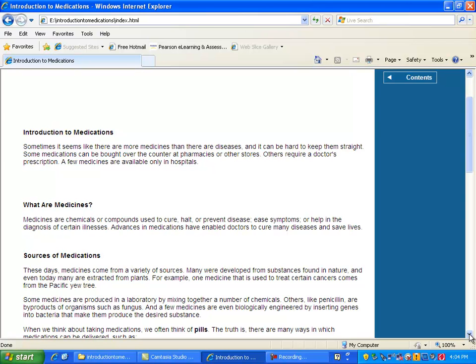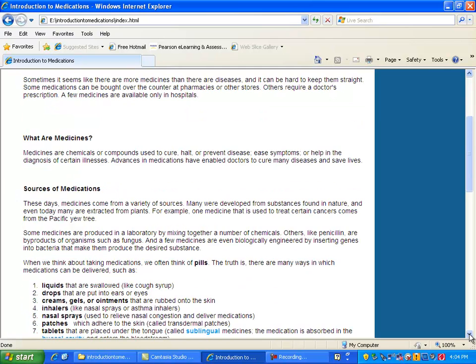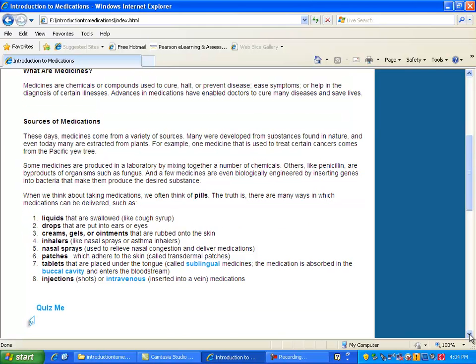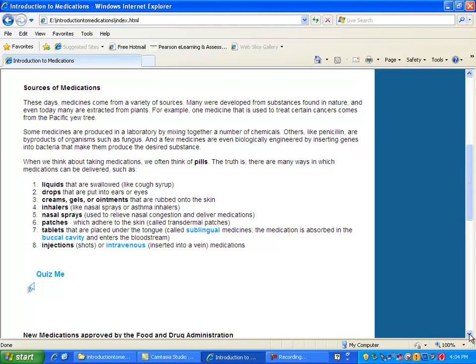So what are medications? Medications are defined as chemicals or compounds used to cure, halt, or prevent disease, ease symptoms, or help in the diagnosis of certain illnesses. Advances in medications have enabled doctors to cure many diseases and save lives. So where do these medications come from? Where are they made from?